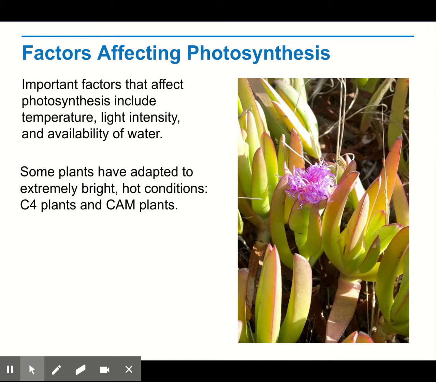All right, so on this slide, we're going to talk about what are some of the factors that affect photosynthesis. So some factors are things such as the temperature of the ecosystem, the light intensity, so is there bright light or is there not bright light? And then is there water available for these plants? So let's talk about the effects of temperature.